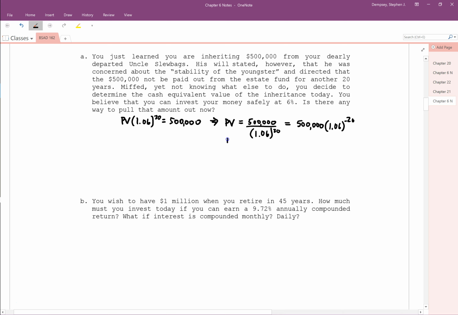And so present value, if you solve for it correctly, is 155,902. So the cash equivalent price today, if the interest rate is 6%, of $500,000 received in 20 years is 155,902. Okay, so we're bringing 500,000 backwards on the timeline, 20 periods at 6%, and that's what you get.